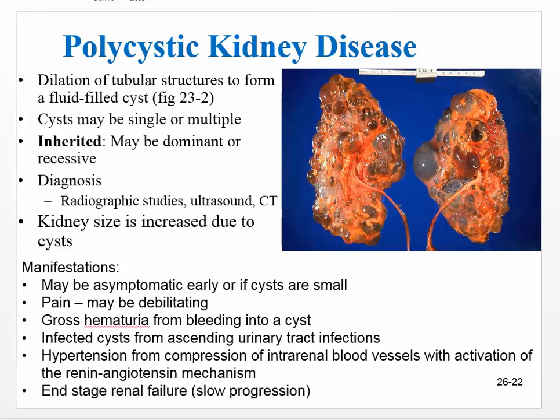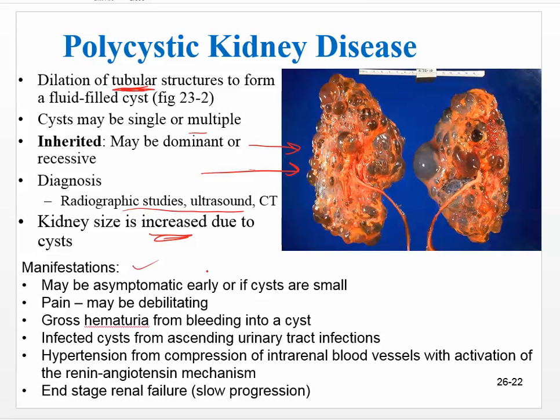Okay, cysts. Polycystic kidney disease. It is dilation of tubular structures, again the nephron tubules, to form a fluid-filled cyst. Cysts may be single or multiple. This is primarily an inherited condition, which may be dominant or recessive. Diagnosis is by radiographic studies, ultrasound, or CT, some way to get in there and look at what's going on, because it's not always as obvious as it is in this picture. Kidney size is increased due to the cysts.